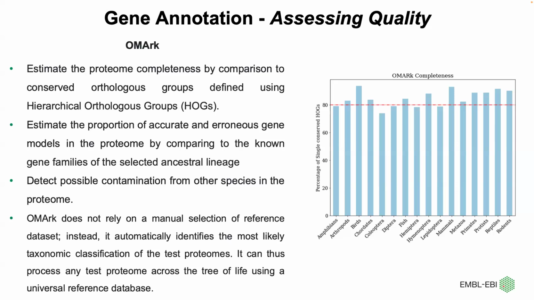So OMARK, unlike BUSCO, doesn't really rely on a manual selection of a reference data set. Instead, it automatically identifies the most likely taxonomic classification of the test proteome. Therefore, it can be used to process any test proteome set across the tree of life using a universal reference database. And on the right, again, there is a bar chart showing the OMARK scores that we usually get in our annotation.